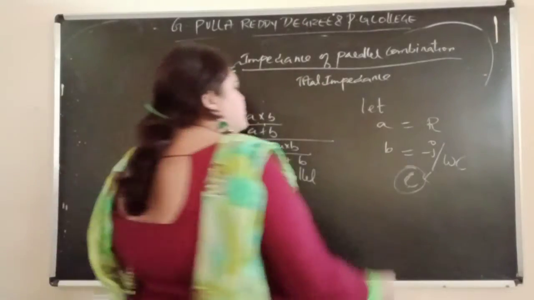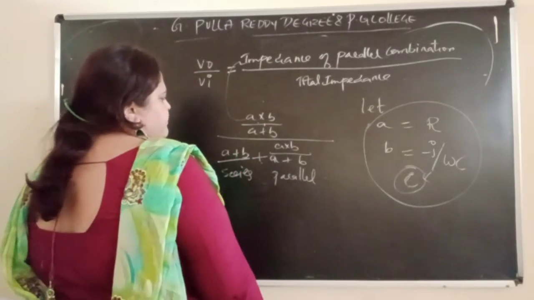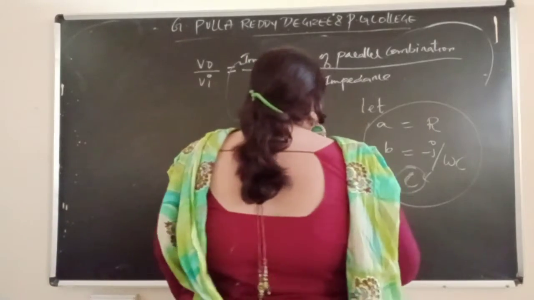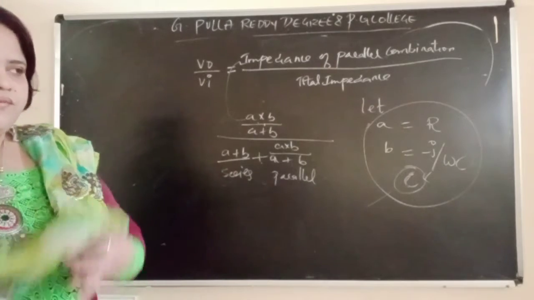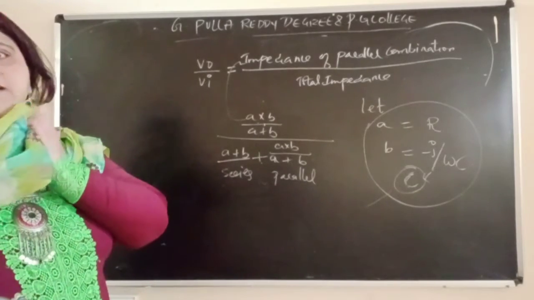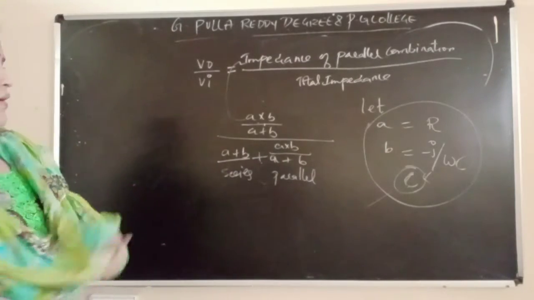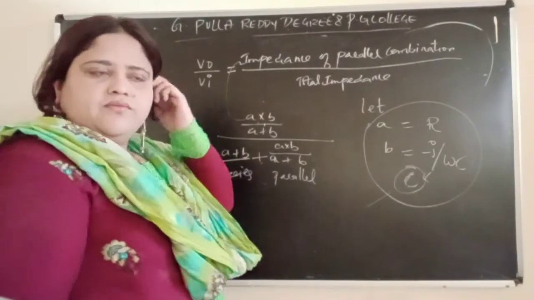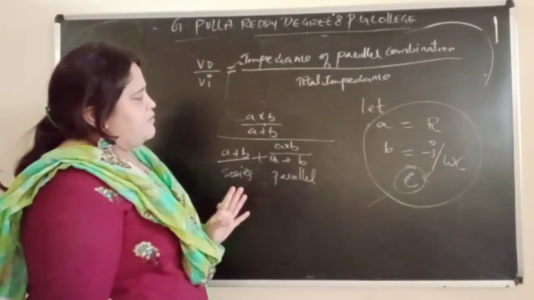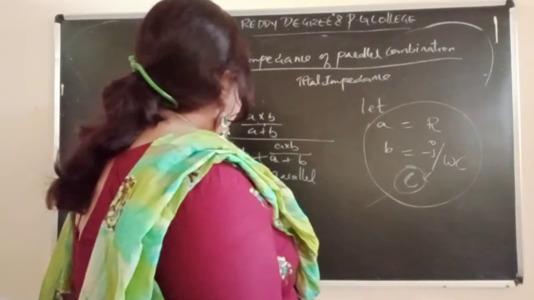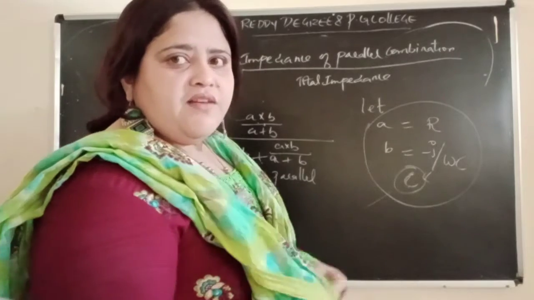Now, these two values you should remember. Now we will substitute these two values in this formula. Now see here what I am doing. A into B by A plus B is the impedance of the parallel combination, and the total impedance is A plus B in series with the parallel combination. Now I am substituting the values.